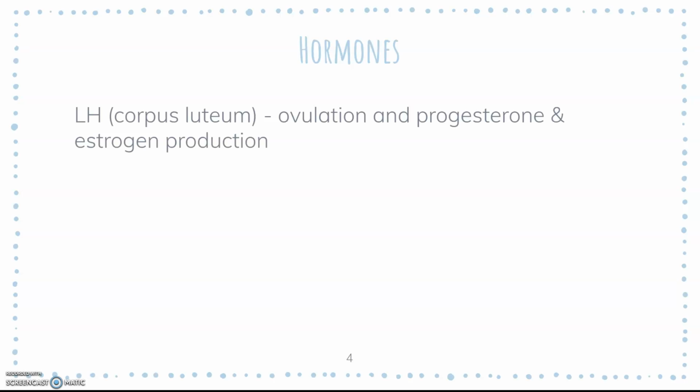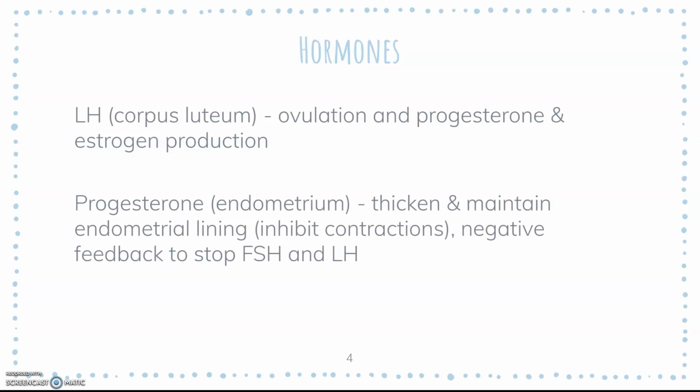Another hormone we've seen before is called the luteinizing hormone. We saw this in the male feedback loop. This one is going to be for the corpus luteum specifically for females. LH's job in the female feedback loop is to initiate ovulation and then help secrete progesterone and estrogen production. Now, both LH and FSH are tropic hormones, those hormones we learned about before that cause the release of another hormone. Progesterone is specifically targeting the endometrium, that lining of the uterus that gets thicker.